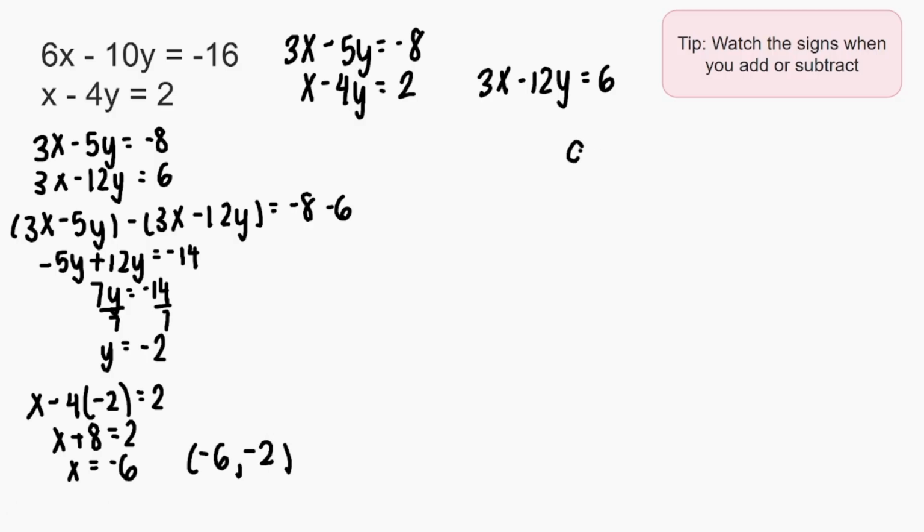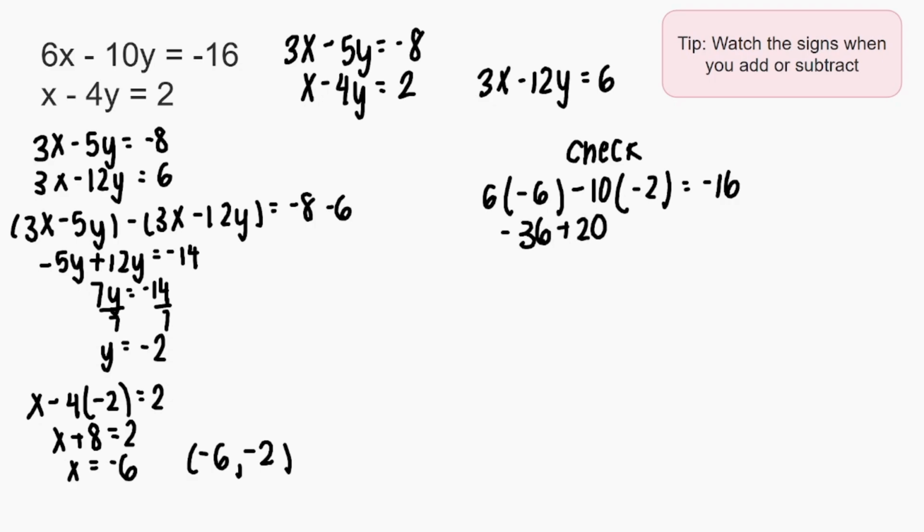Now, let's check our work. We're going to plug in this value into the two original equations. Let's do 6 times negative 6 minus 10 times negative 2 equal to negative 16. So here we have negative 36 plus 20 equals negative 16. Negative 16 equals negative 16. So we know that holds true.